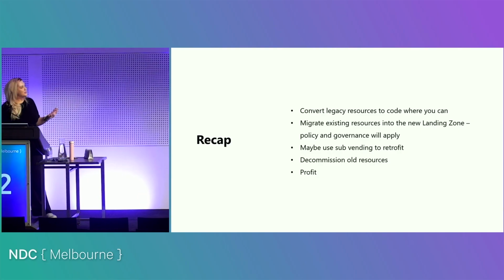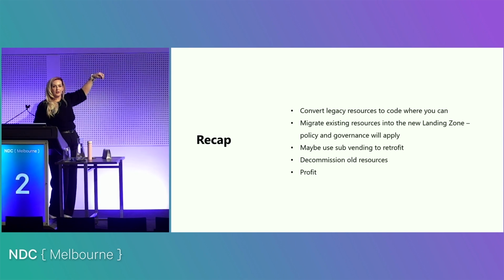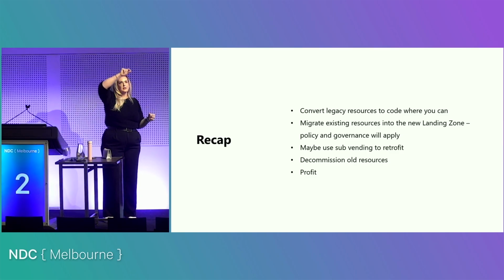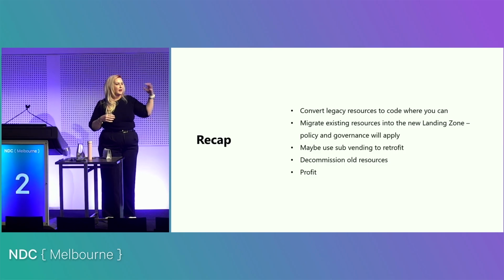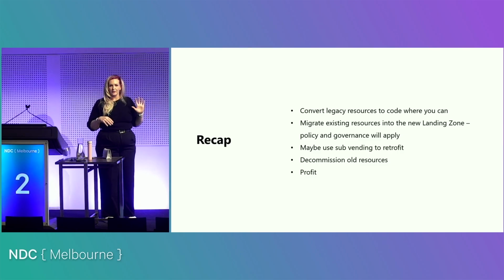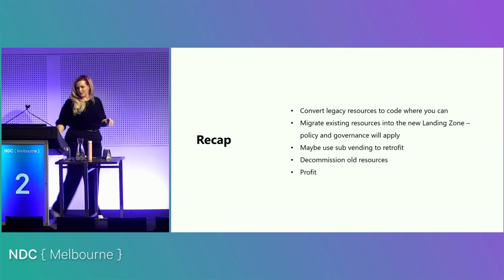Convert legacy resources to code where you can. Migrate the resources into the new landing zone, and then filter down that policy and guardrails. And if you have subscription vending, what I tend to do is take the subscription ID for those ones I've moved in, point subscription vending to it, and it retrofits all those alerts and action groups and storage account and managed identities that I have. So it just retrofits them, but without wiping out what's in there. So then suddenly I have a subscription with all the stuff I want it to have in there as well. Decommission old resources, and obviously then we just profit.